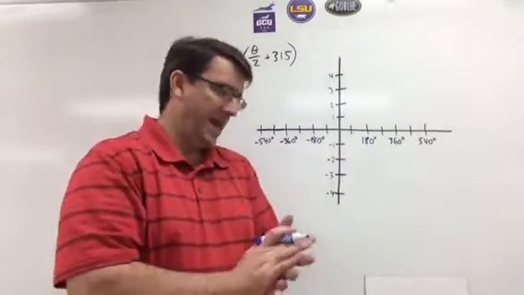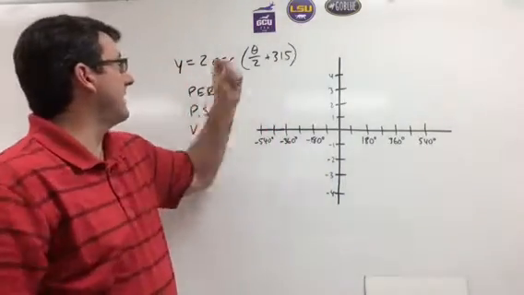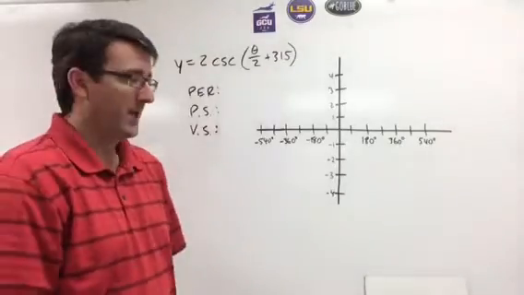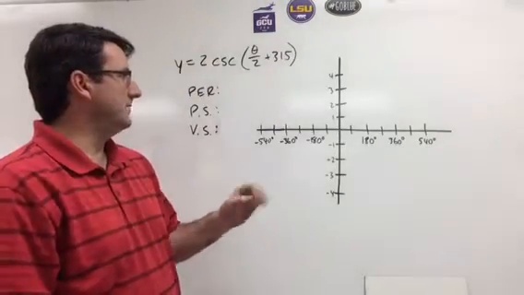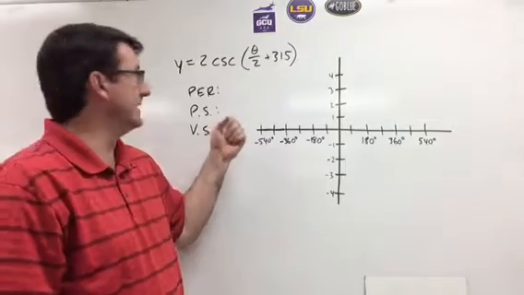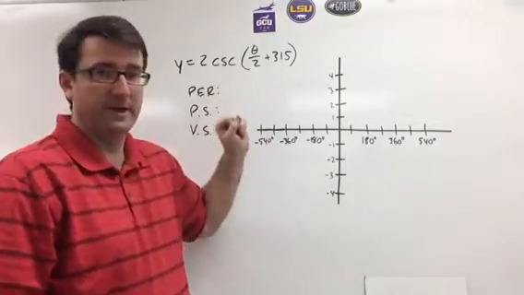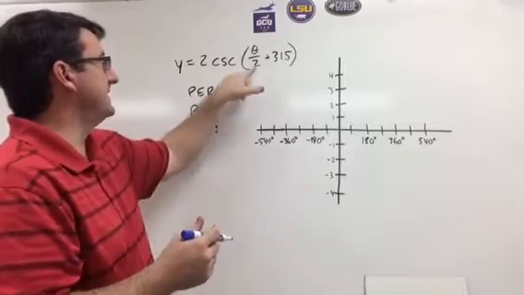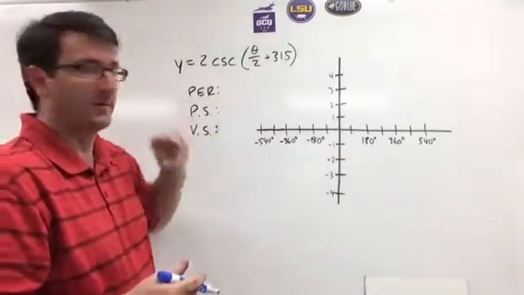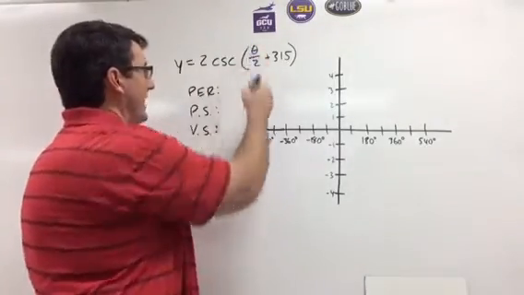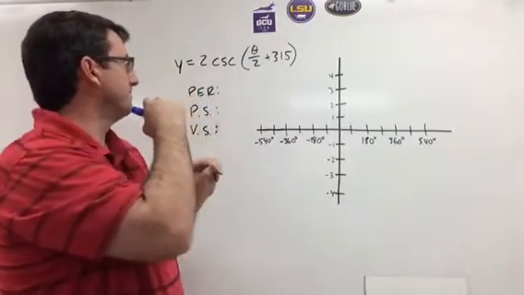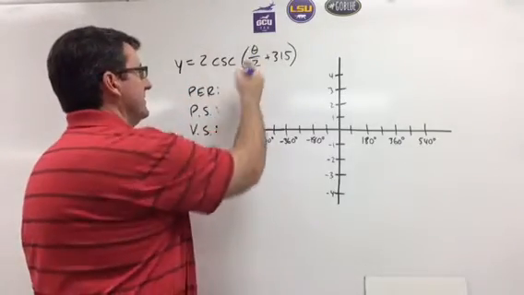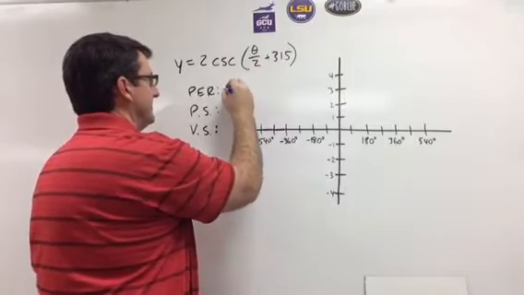All right, number 10, we get to graph this cosecant function. So first of all, before we get to the graphing, let's go ahead and do the period, phase shift, and vertical shift. The period is going to be 360 divided by this number in front of the theta. So that's 1/2 theta. So the period is going to be 360 divided by 1/2, which is 720.